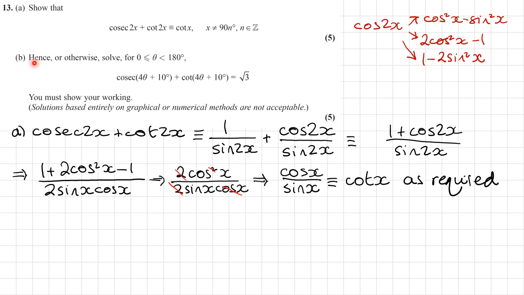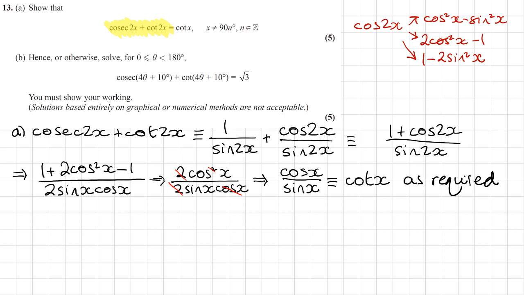Part B. Hence or otherwise, solve for theta between 0 and 180 this equation here. So we've got cosec 4 theta plus 10 plus cot 4 theta plus 10 is equal to root 3. Now we're not going to use this. We're going to use what we did in part A. Now in part A, I proved this identity.